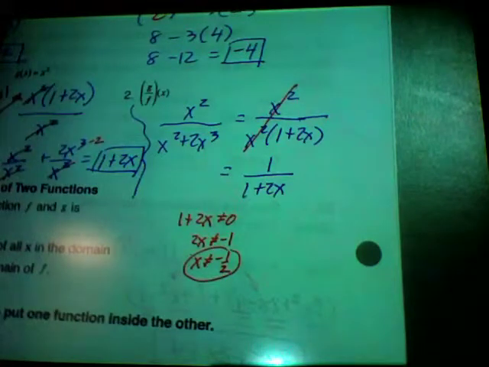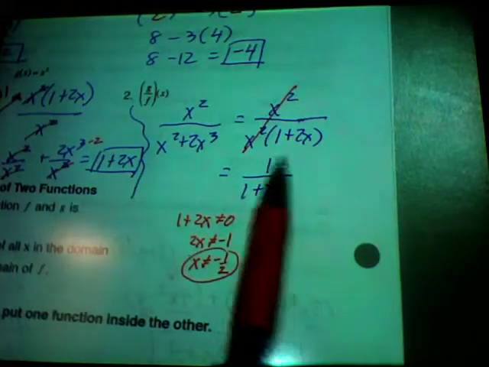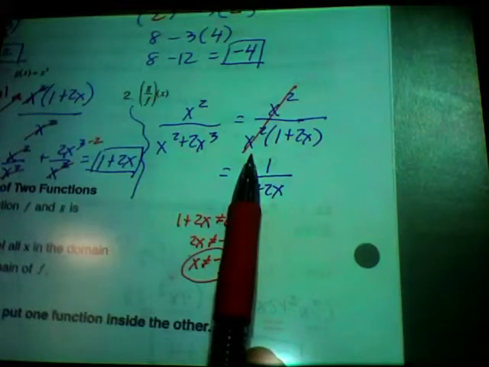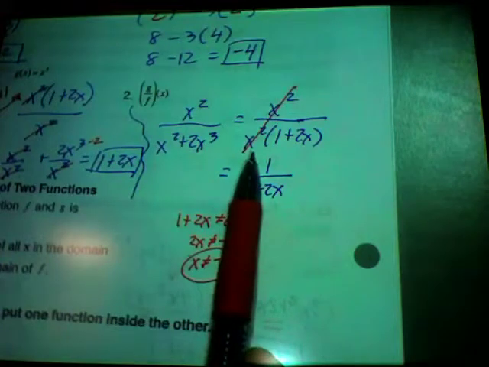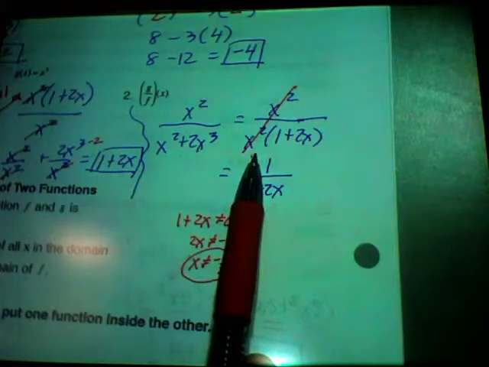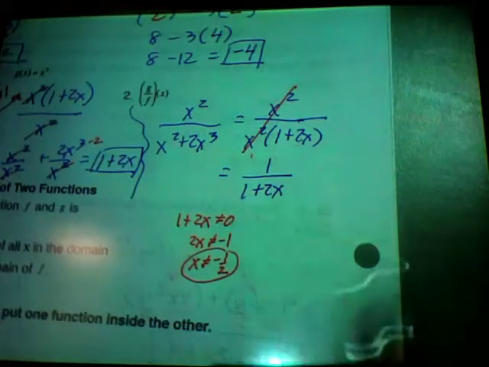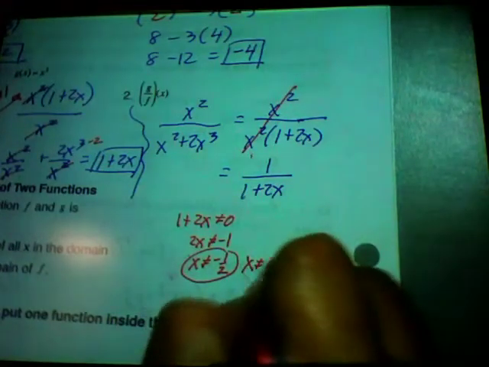Oh, but wait a minute. What's right here? Go back to Algebra 1, 2. It doesn't matter that I canceled that out. What would make that not 0? Yeah, because if x were 0, wouldn't it also make the denominator 0? So x cannot equal 0 also.